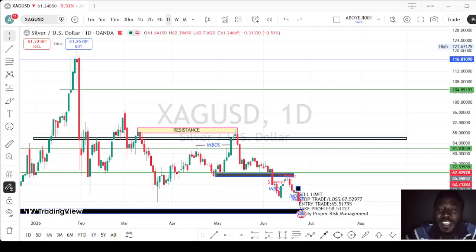So don't trade today until you see this analysis before you trade. Let's break down the chart and let's see what the market has for us.